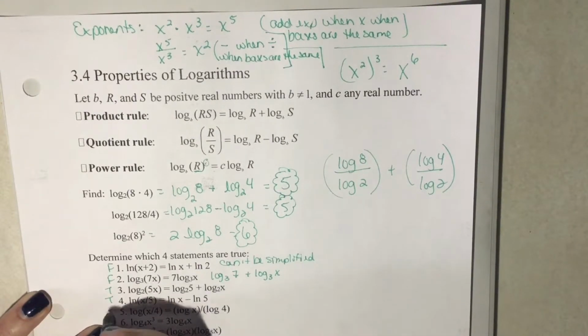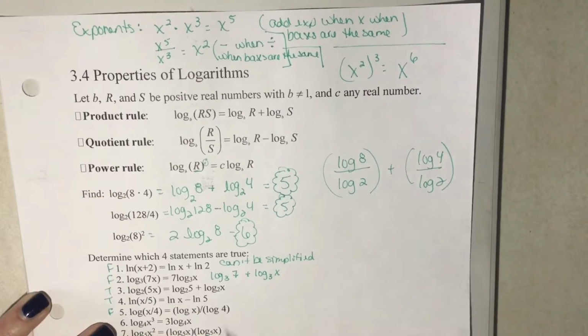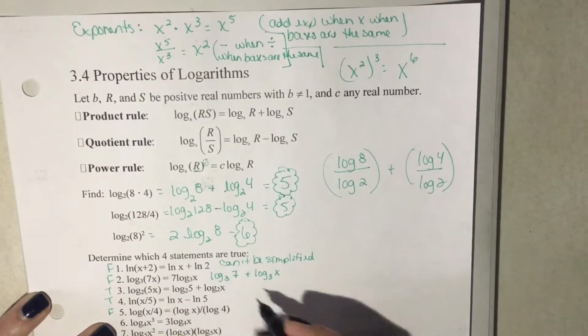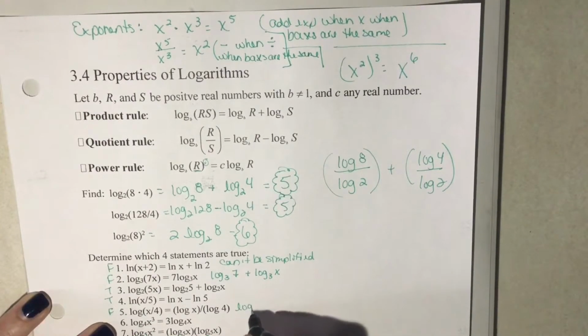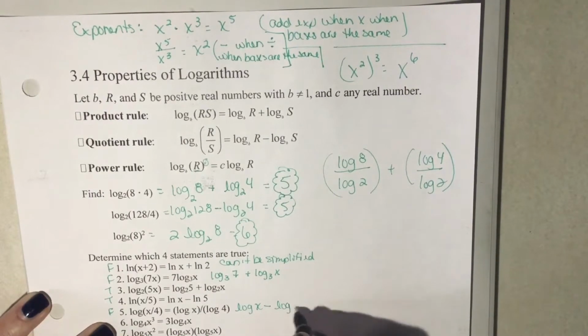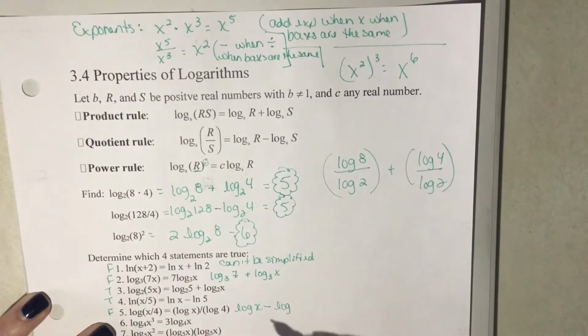False. To rewrite that according to what's on the left, I would have common log x minus common log 4. Because what's my base when no base is written? 10. Perfect. Number 6, true or false?